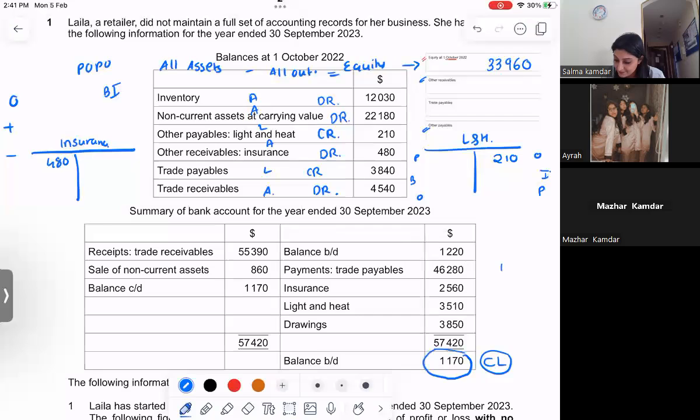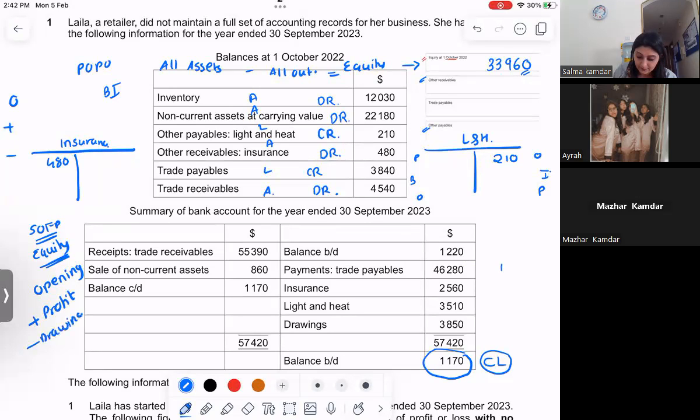Are you with me? Yes. Okay, fine, no problem. I have my opening equity. That means I have my opening capital balance 33,960. If I have to make a statement of financial position, do you know the format of the capital equity? Yeah, I know. There is equity on the first date. Then there is additional capital, minus drawings, plus profit, and then you will get the closing.